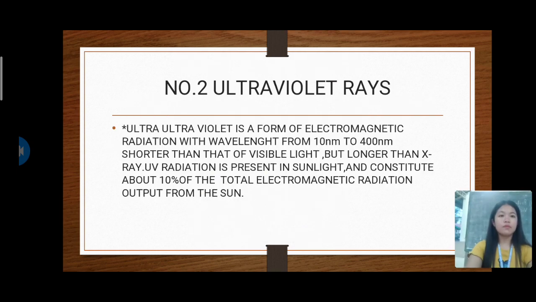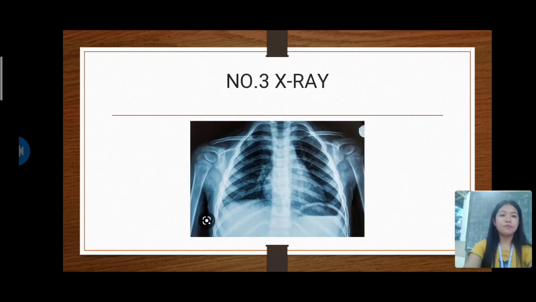Number 2, ultraviolet rays. Ultraviolet is a form of electromagnetic radiation with wavelength from 10 nanometers to 400 nanometers, shorter than that of visible light but longer than X-ray. UV radiation is present in sunlight and constitutes about 10% of the total electromagnetic radiation output from the sun.